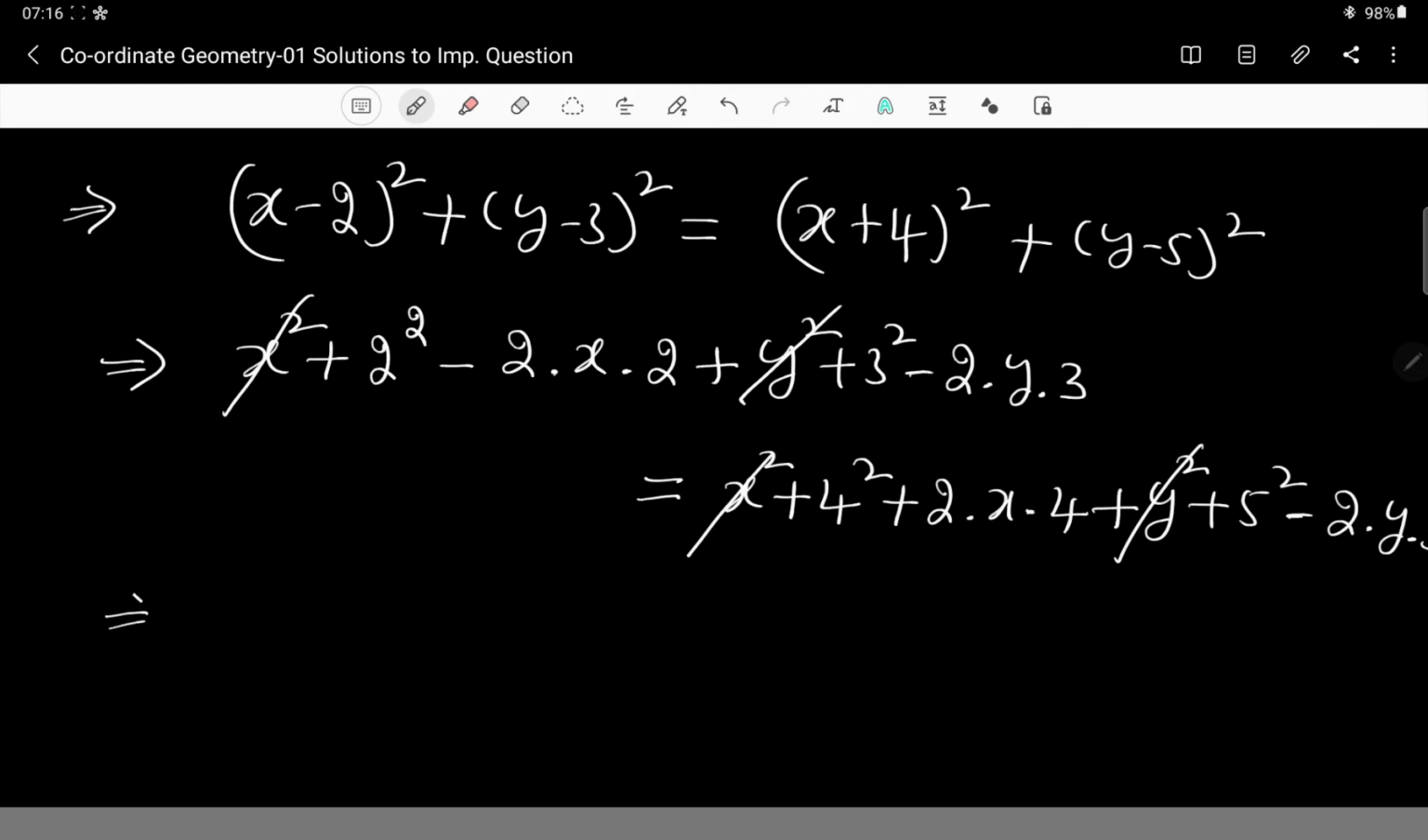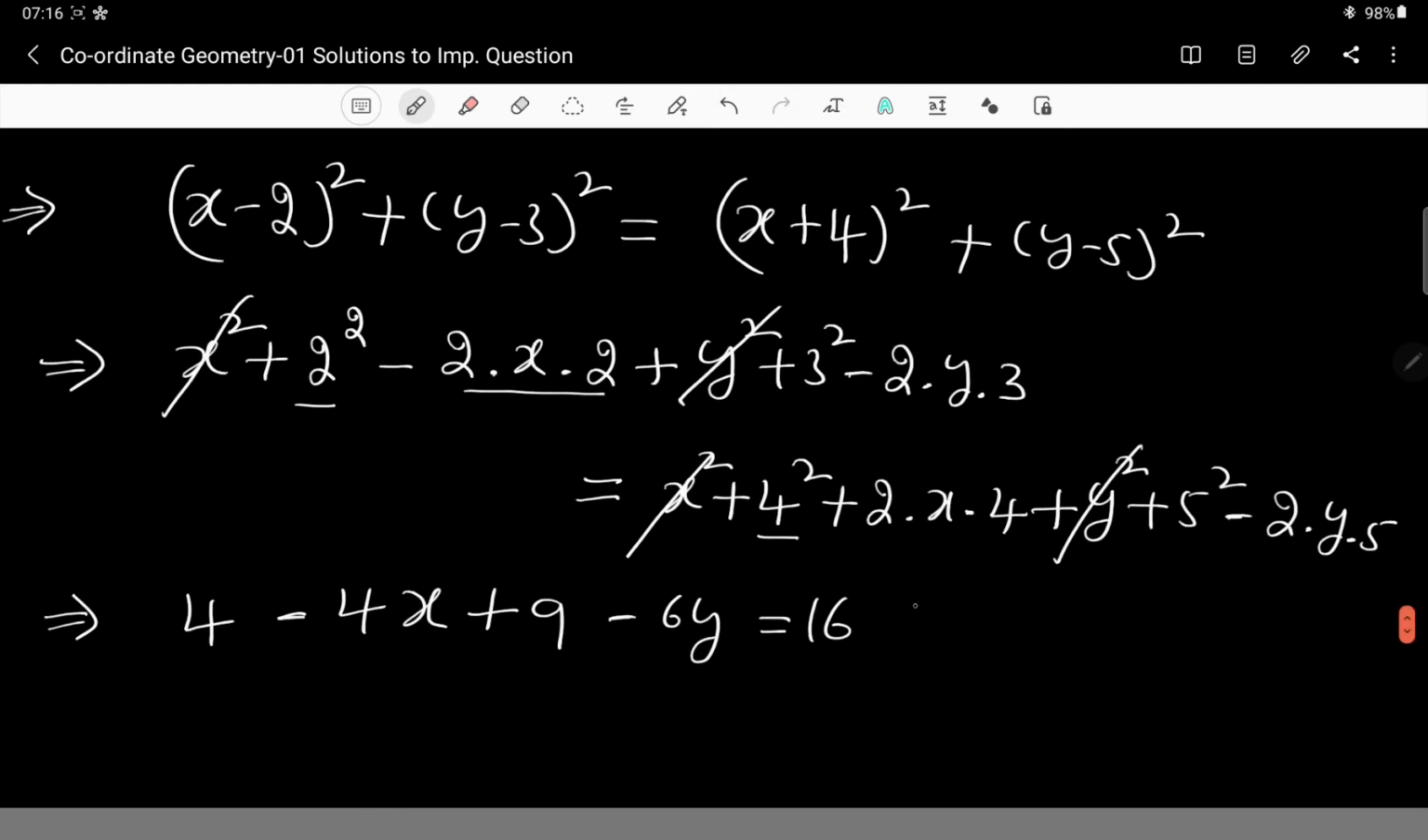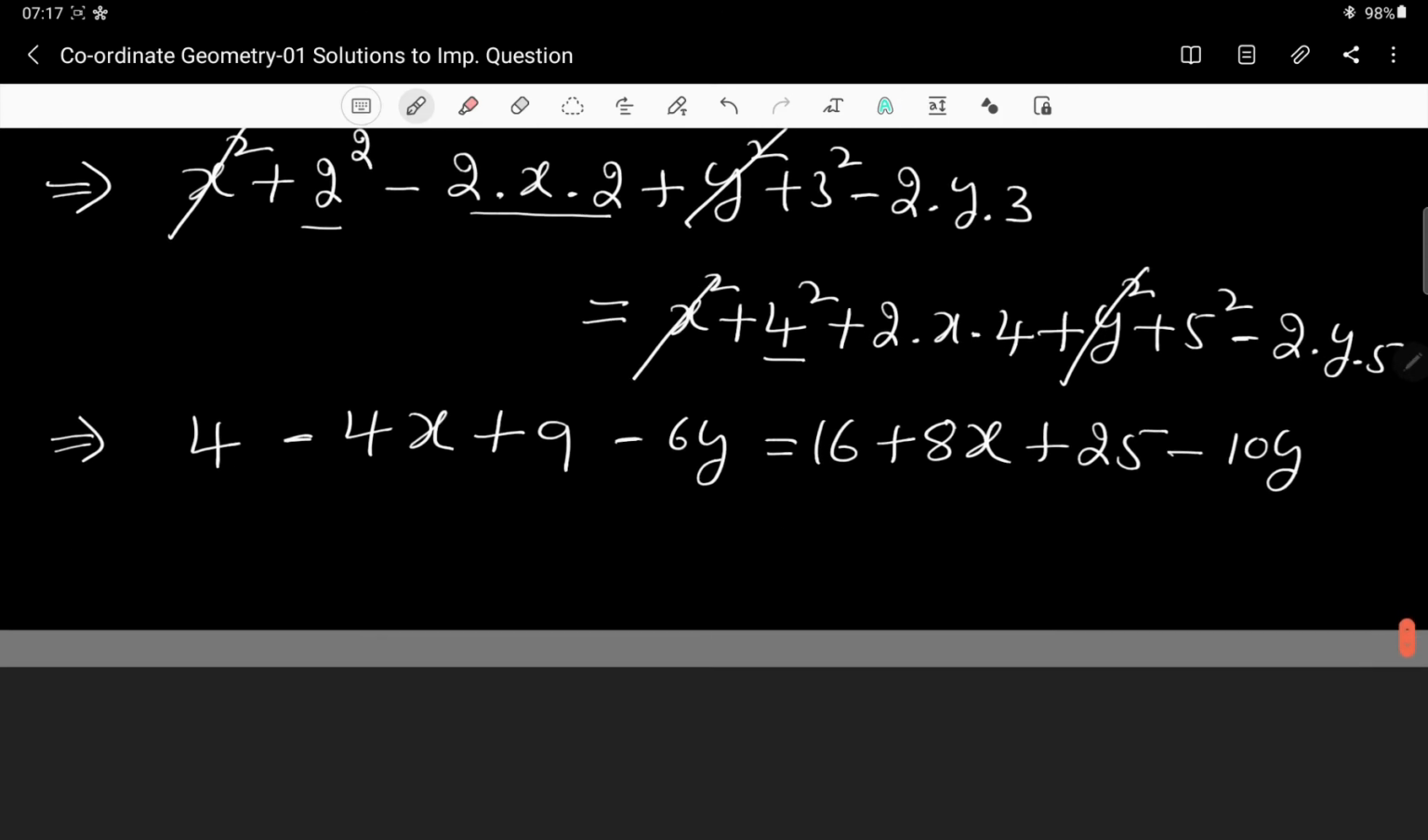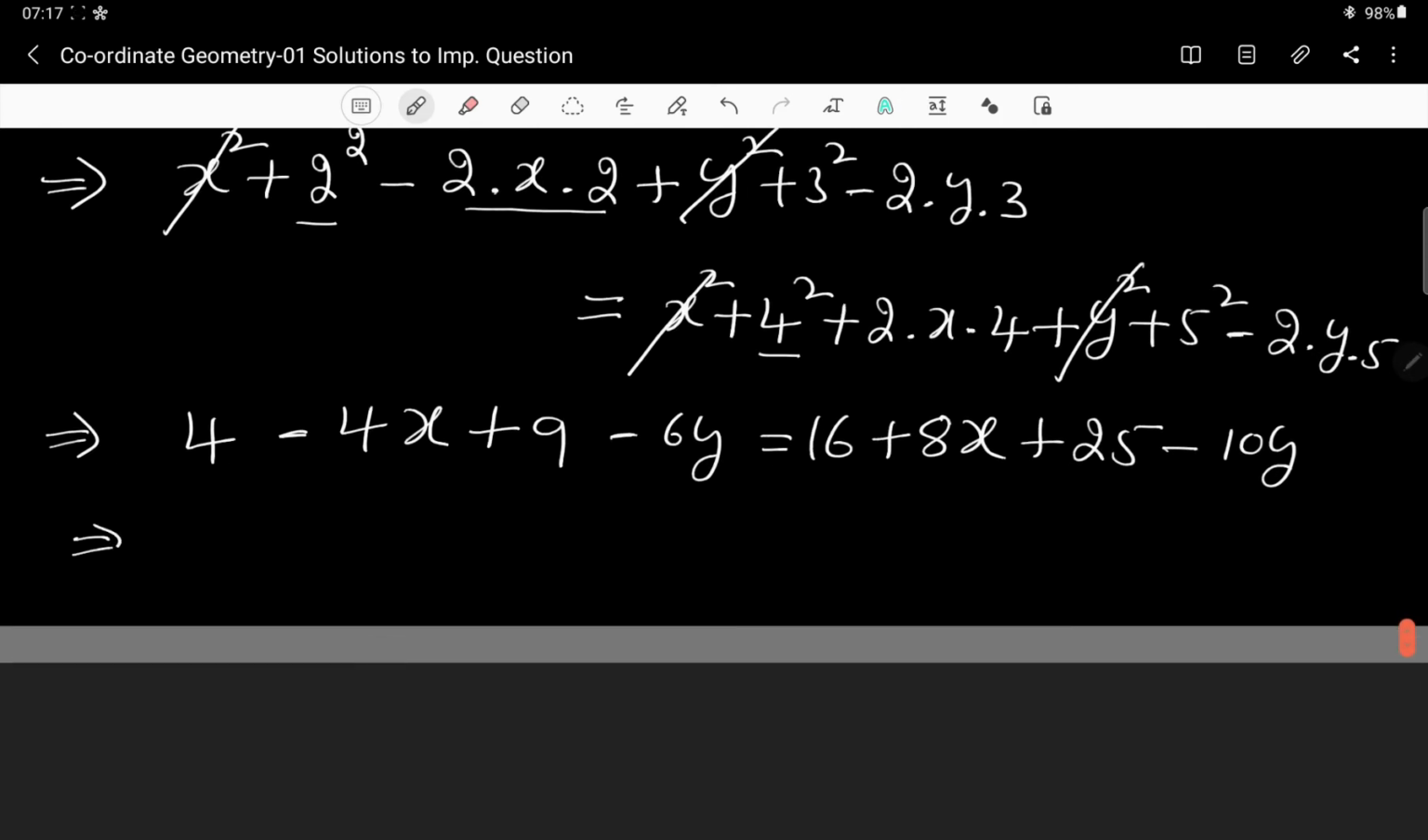Now what happens, let us see that. 2 square is 4, then minus 2 into x into 2 is 4x, then plus 3 square is 9 minus 6y. So that is equal to 4 square is 16, and 2 into x into 4 is 8x, then plus 25, then minus 10y. So let us make all the x on one side. First of all, let us add this 4 and 9. What is 4 and 9?